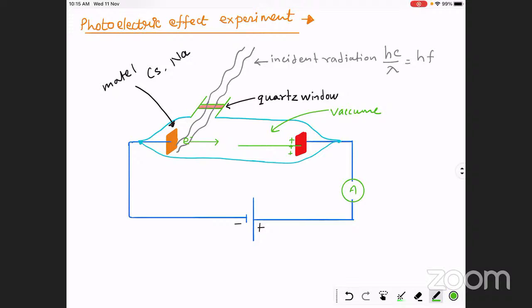Understood, bacho? Yes, sir. Okay, now what will happen? One by one electron will start coming from the metal surface. Slowly electrons will start coming out from the metal surface, and the negative terminal of the battery will keep supplying electrons to the metal. Could you understand that? And these electrons will absorb energy from the incident radiation and they will leave the metal surface. Could you understand that? Any doubt in this?